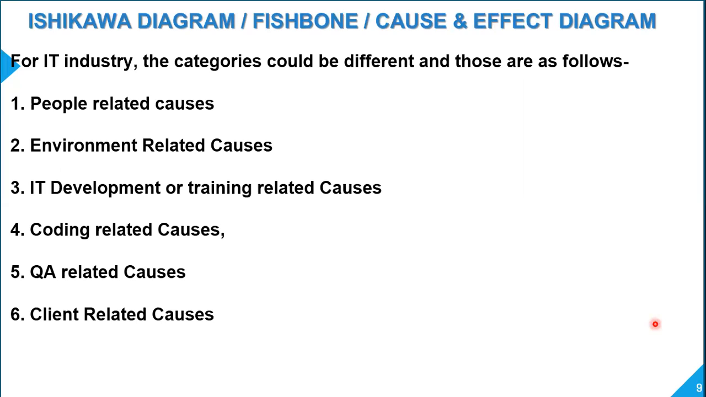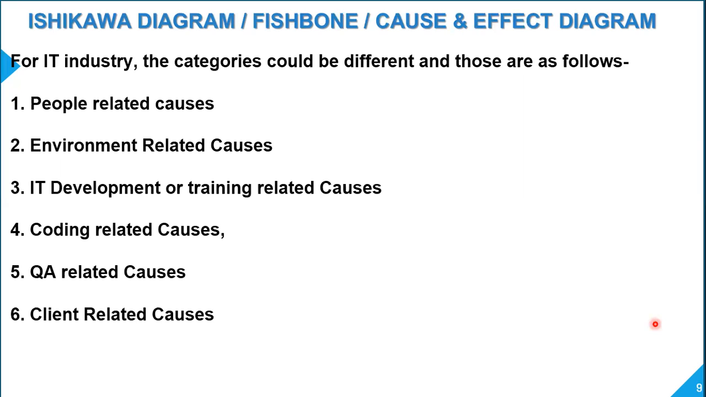For the IT industry, there might be different categories. So let's understand the probable categories of the causes for the IT industry. When we normally do Six Sigma project deployment for the IT industry, these are the 6 different categories which we use. Yes, there might be some other categories, but more or less most of the causes will somehow get categorized into these 6 categories.